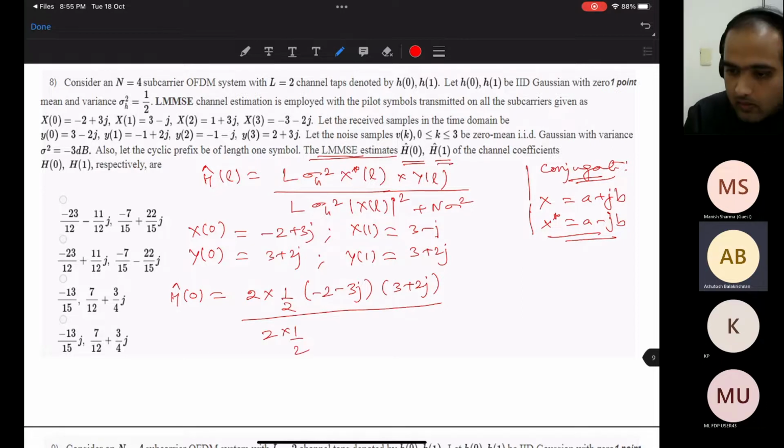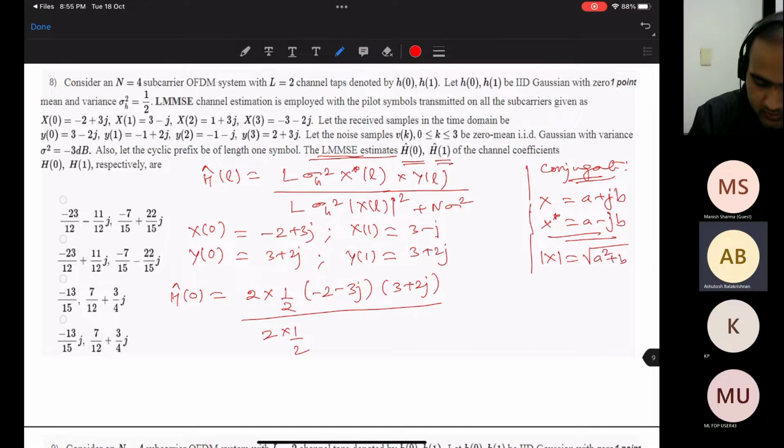And how to do mod x L square? So what is, again, what is mod of x? This is under root a square plus b square. If x is a plus jb, then mod of x is root a square plus b square. That's why mod of x square will be a square plus b square directly. So this will be 2 square plus 3 square plus, what is n, is 4, and sigma square.